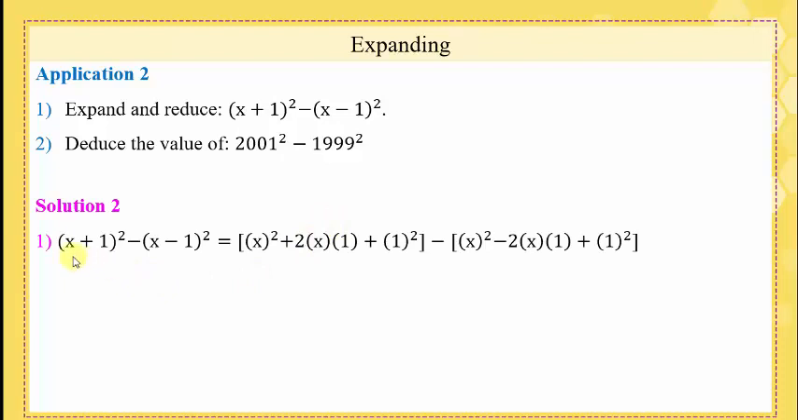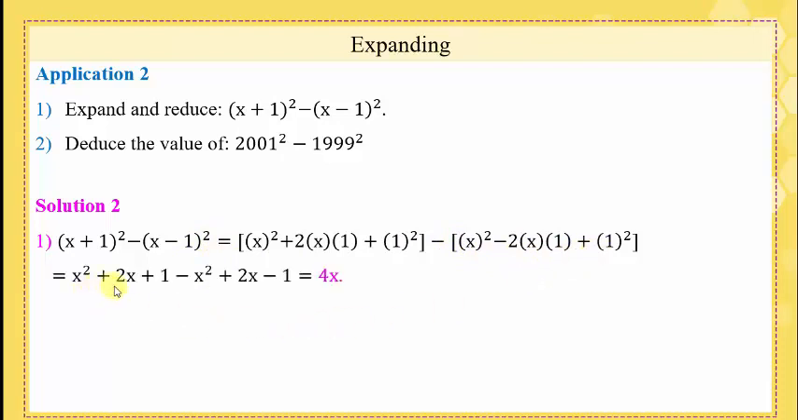Solution. Part 1. (x + 1) perfect square minus (x - 1) perfect square equal. (x + 1) perfect square is of the form (a + b) perfect square. So it gives a square plus 2ab plus b square. Since we have minus, we open the bracket, and then we have (x - 1) perfect square. It is of the form (a - b) perfect square, so it will give x squared minus 2x times 1 plus 1 square. According to the rule, (a - b) perfect square equal a square minus 2ab plus b square.